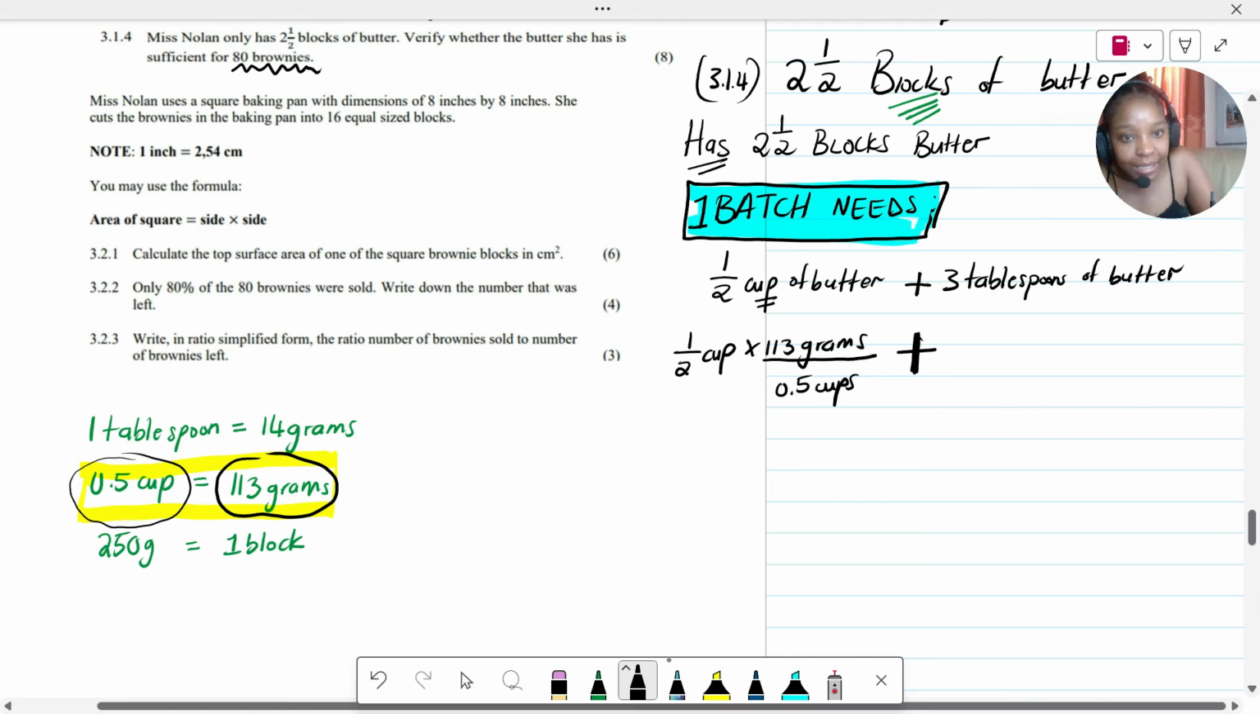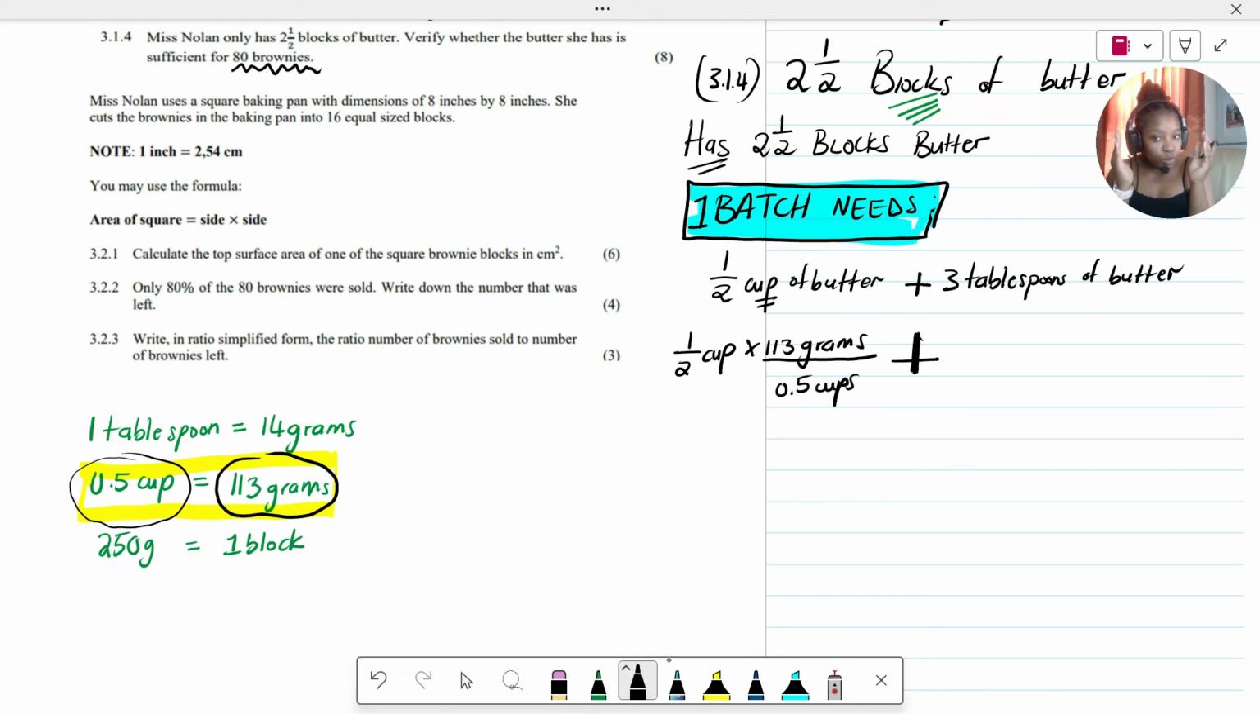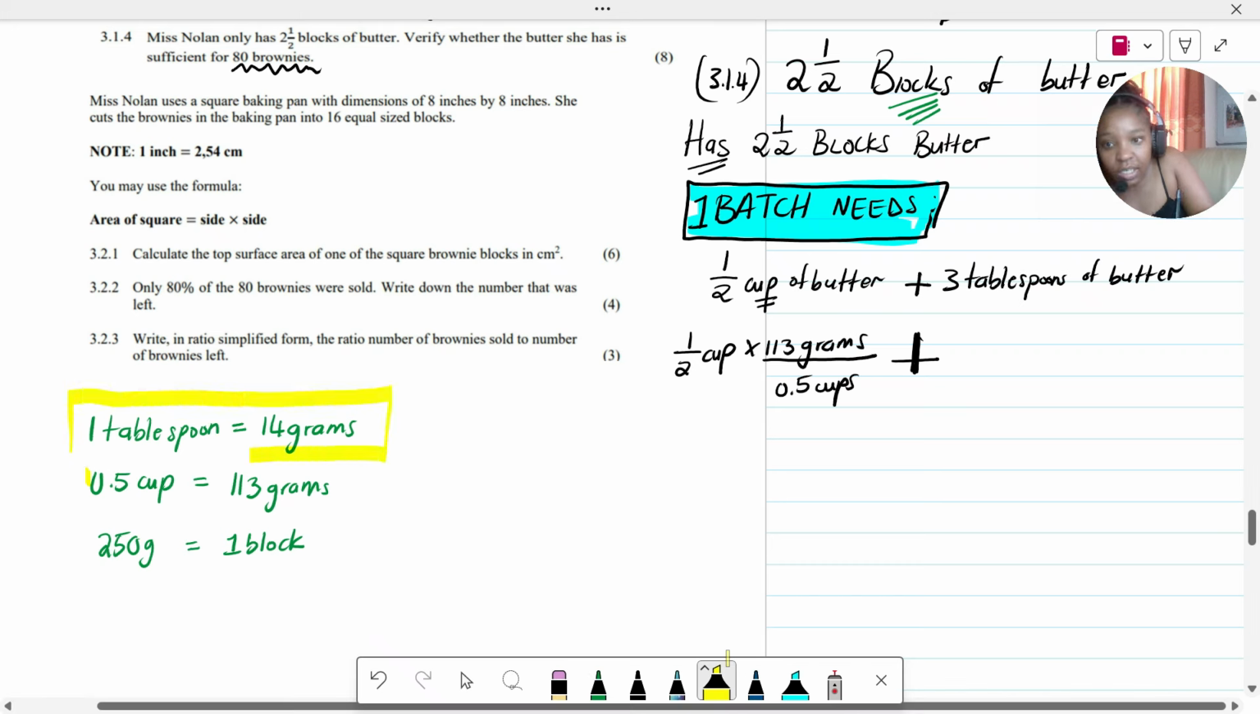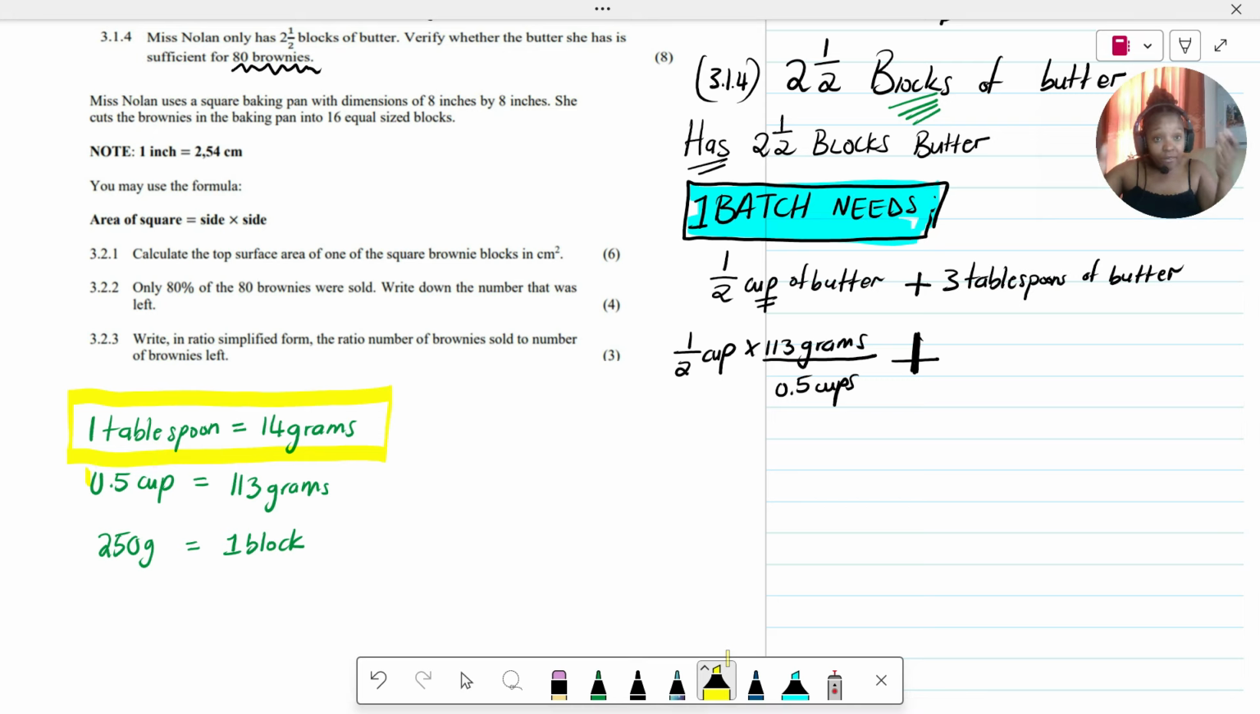Then plus, we want to convert now the 3 tablespoons to grams. How do you convert tablespoons to grams? Which equation relates tablespoons and grams? You'll see that it's this one. This equation has grams and tablespoons. So obviously that is the equation we're going to be working with, because it's going to help us convert the tablespoons to grams.